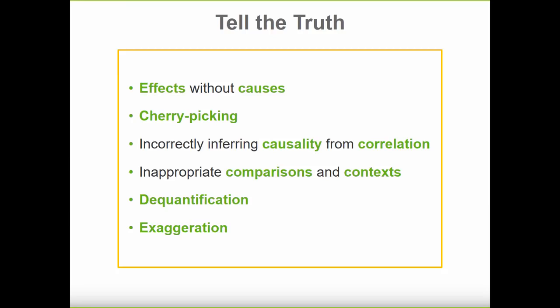Tell the truth. A lot of charting doesn't tell the truth. Sometimes it's subconscious, sometimes it's not as subconscious. It's probably predetermined that we'll show this chart this way just to highlight what we want to highlight. And effects without causes can cause problems in showing graphs with that. Cherry picking can also cause problems. Incorrectly inferring causality from correlation is another way of showing wrong data or inappropriately showing the data. You might have inappropriate comparisons in context. Dequantification and exaggeration are terms also used to show how data can be skewed in some manner.